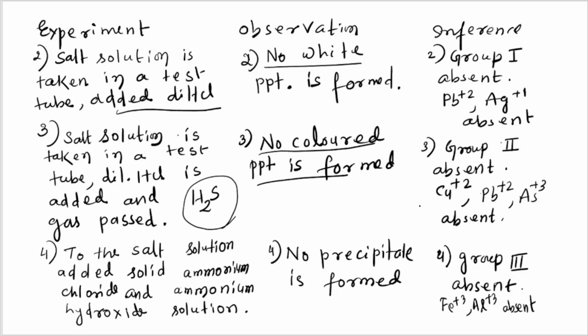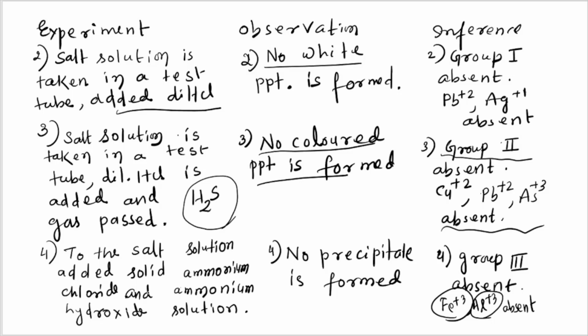Group 2 absent means Cu+2, Pb+2, and As+3 are absent. So are you sure? Zero group absent, group 1 absent, group 2 absent. Then you will proceed to group 3. And what are the cations for group 3? That is Fe+3 and Al+3. What is the reagent? Solid ammonium chloride and ammonium hydroxide.